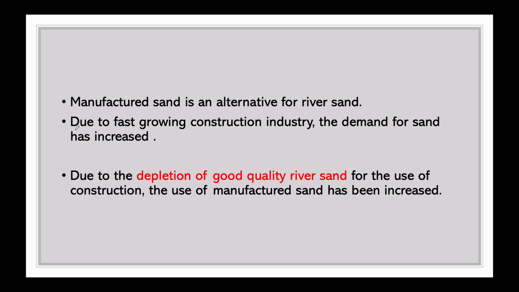Now the question is why we want to use M-sand. Manufactured sand is an alternative to river sand, as I told you. Due to the fast growing construction industry, the demand for sand has increased tremendously, causing a deficiency of suitable river sand in most parts of the world. River sand is being exploited because the construction industry is increasing day by day, and due to depletion of good quality river sand for construction, the use of manufactured sand has increased.